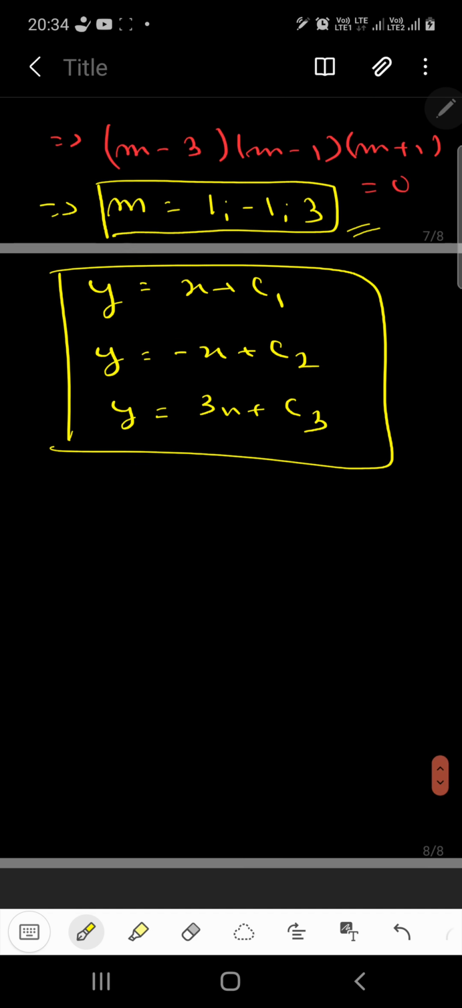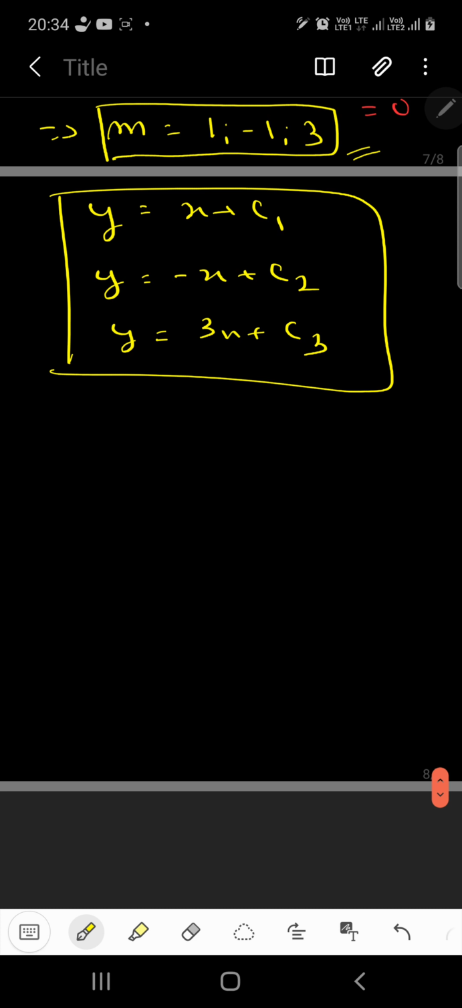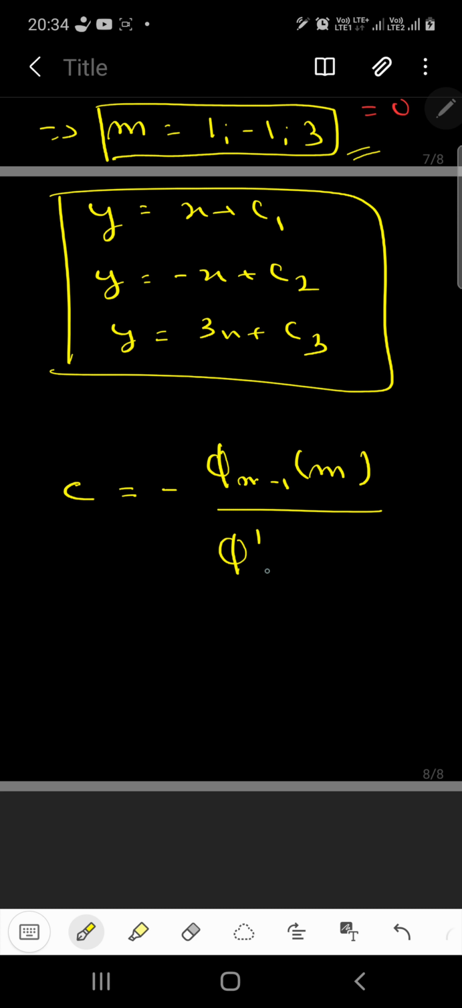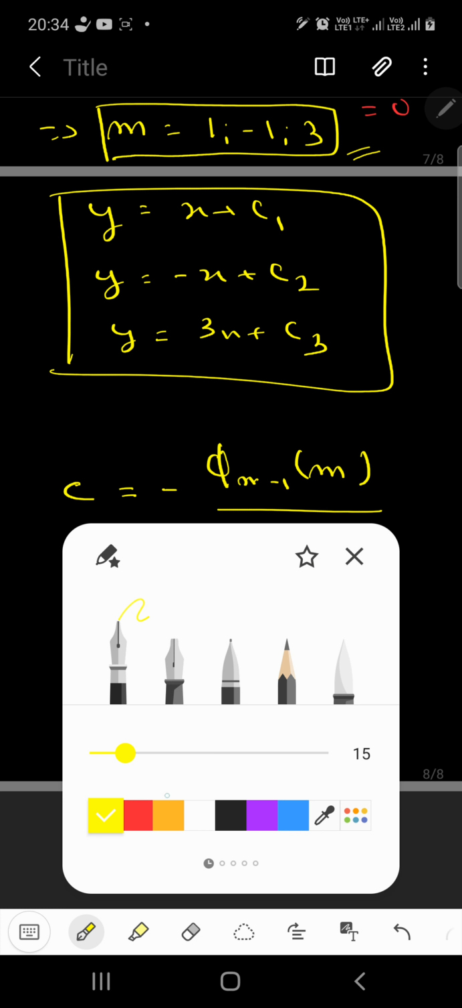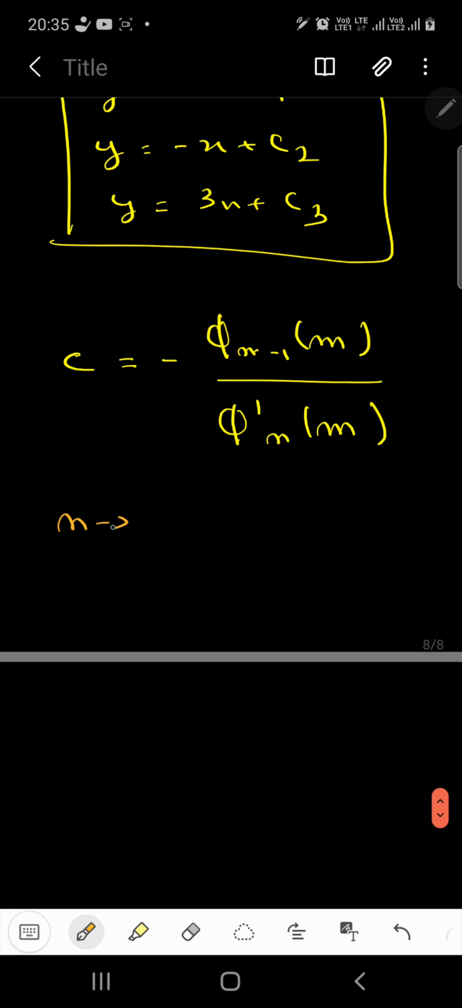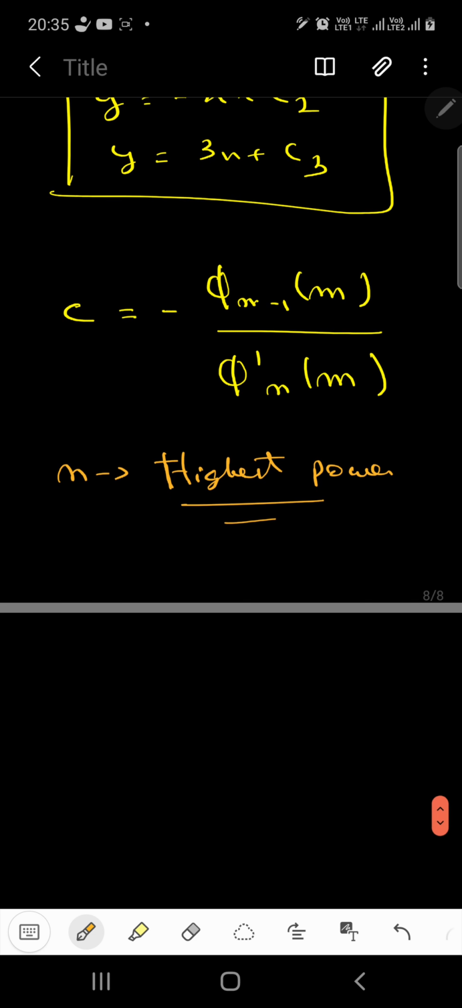You find the value of c as c equals minus phi n minus 1 of m over phi dash n of m. Got it? What is phi n of m? Here n indicates the highest power. So in this case we can replace n with 3. So what will be the different values of c?